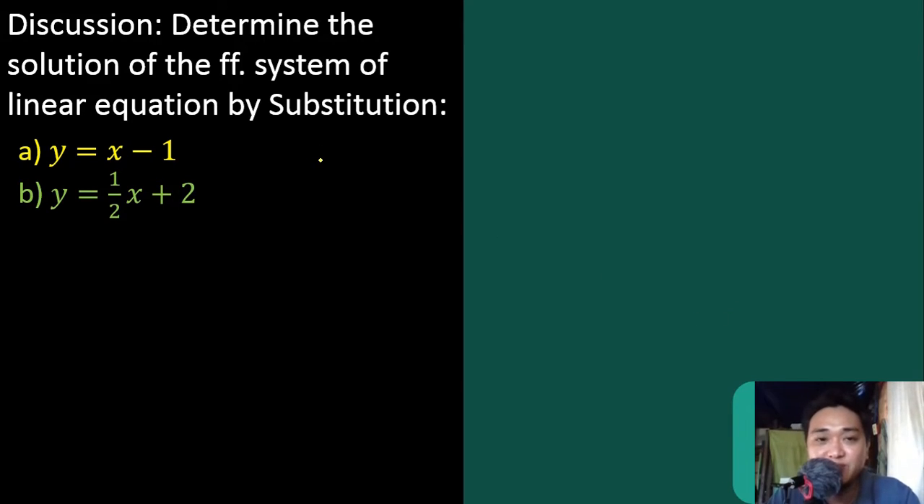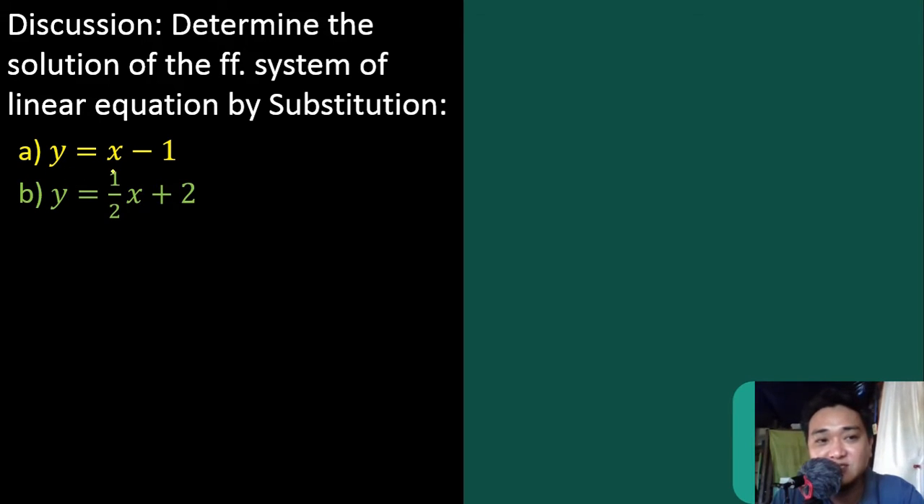So, we can do that by using substitution. So, how do we use substitution? Pipili lang muna tayo ng either one of the linear equation. You can make use of y is equivalent to x minus 1 or you can make use of y is equivalent to 1 half x plus 2 as the value of y. Kasi yung linear equations natin is in slope-intercept form. So, automatic, meron na tayong value ni y.